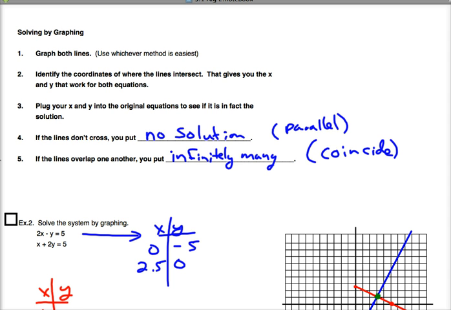That is our little quick lesson on graphing equations so that you can find a solution that works for an entire system.